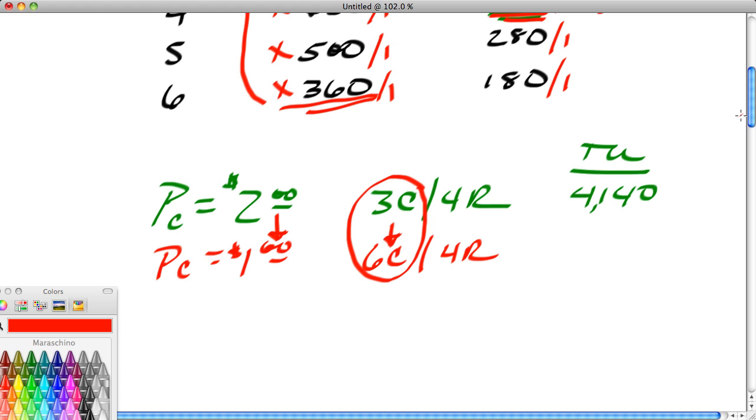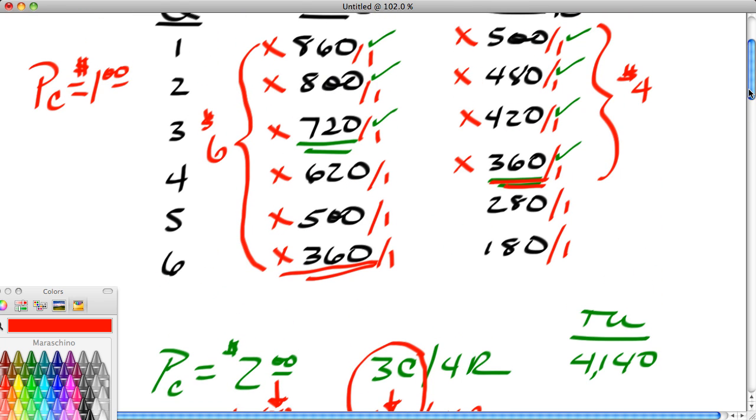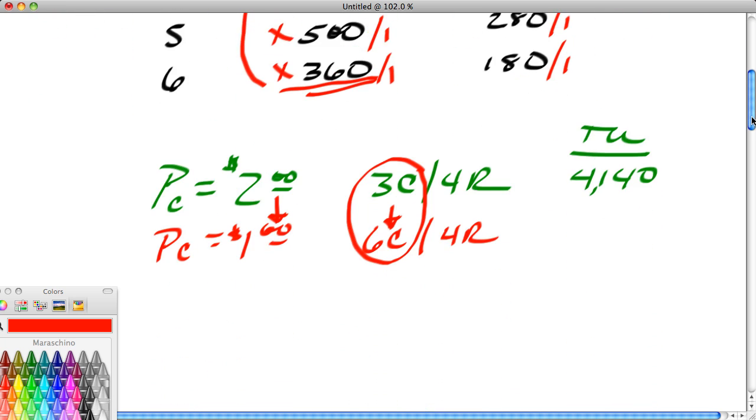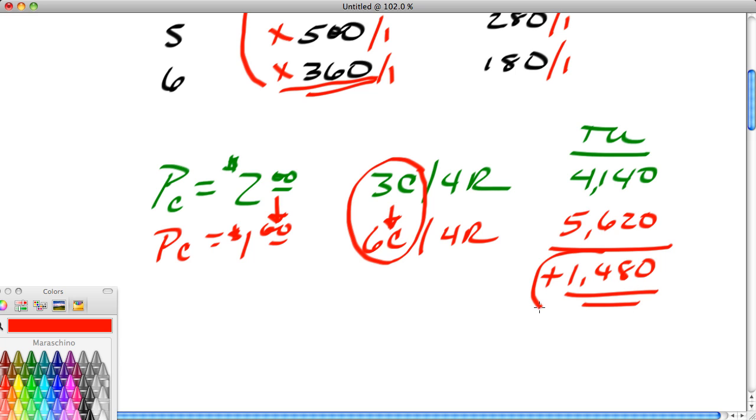And what happens to the total utility here? Well, if we sum up the MUs of the first 6 coffees and we sum up the MUs of the first 4 rolls, we're going to get total utility. I believe that comes out to 5620. So what we see is there's been an increase in total utility of 1480, if my math is correct. So by lowering the price of the product and the buyer buying more of the product, the buyer enjoys greater satisfaction from a fixed budget.